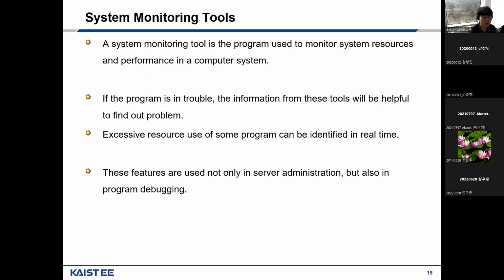So in other words, if your program is in trouble, we can get some information from this tool to find out what the problem is. And yeah, we can identify if some process uses excessive resources and affects our underlying system. And this is usually used for server management because there are multiple servers, and we need to use this system monitoring tool to know which process makes some trouble in our server. But it can be used for some program debugging though.